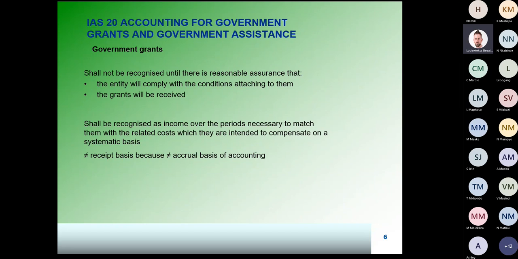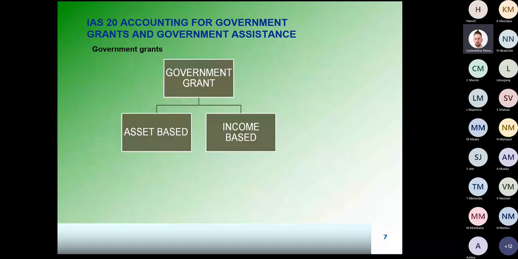All right, so it will be 5 years or 20 years or whatever the case may be, and that information will be given. So important here is to remember it's on a systematic basis, and we recognize it as income over the period necessary to link or match the cost of the asset that was purchased, or the income-based one where we subsidize the salaries over a certain period of time. So government grants can either be asset-based or income-based.